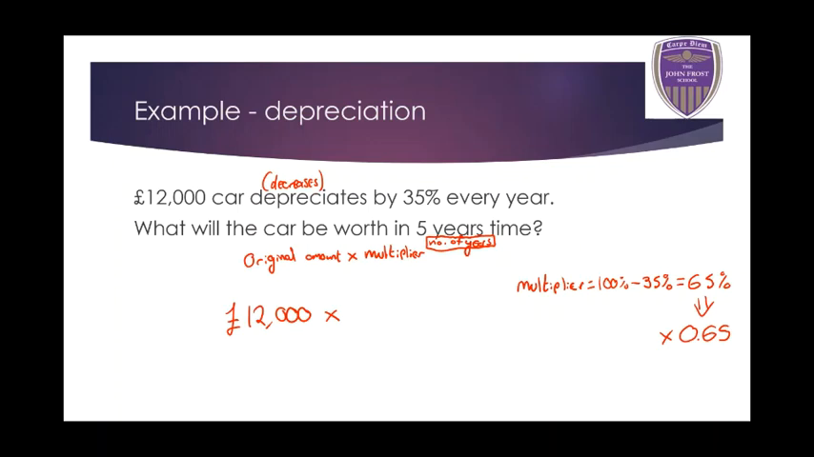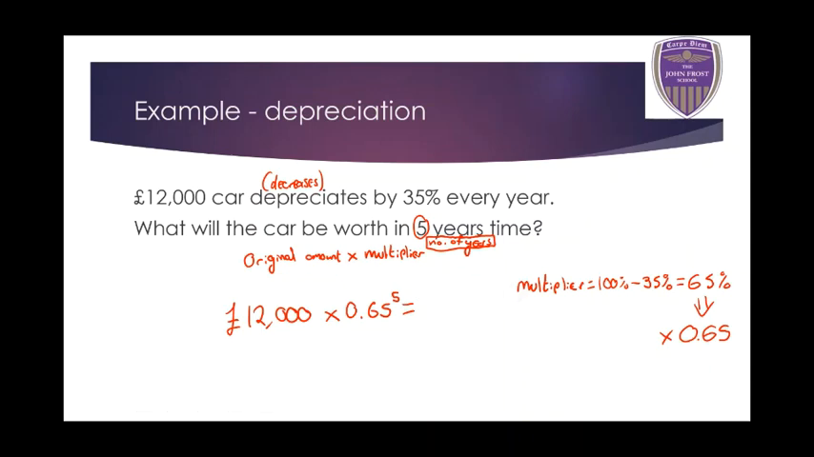That's our multiplier. So to finish off the equation, 12,000 times by 0.65. How many years are we doing it for? We're doing this for 5 years. 0.65 to the power of 5 equals, get your calculator out, 12,000 times 0.65 to the power of 5.